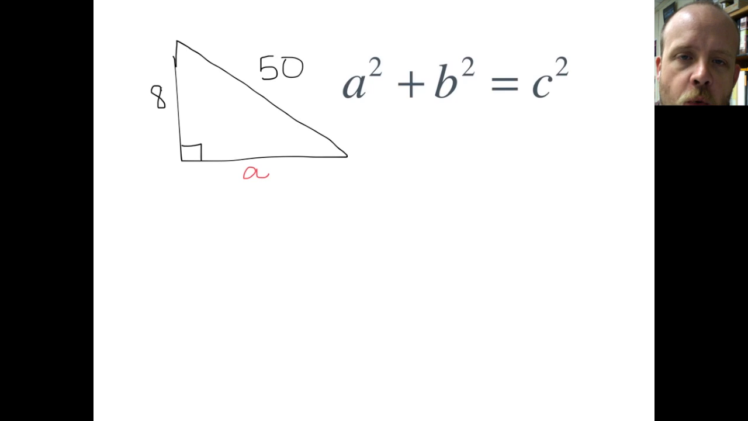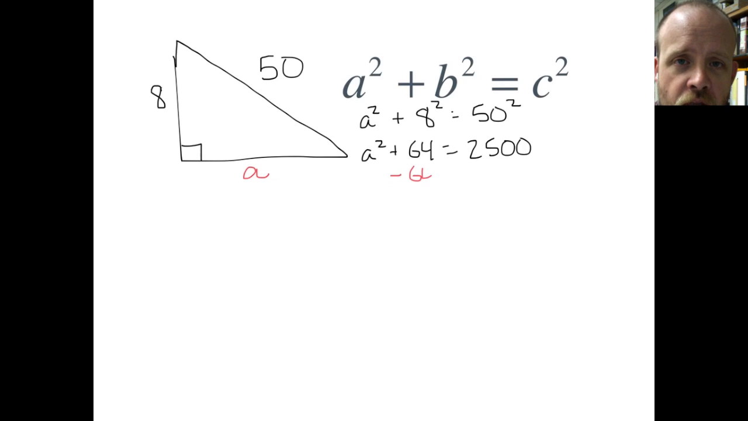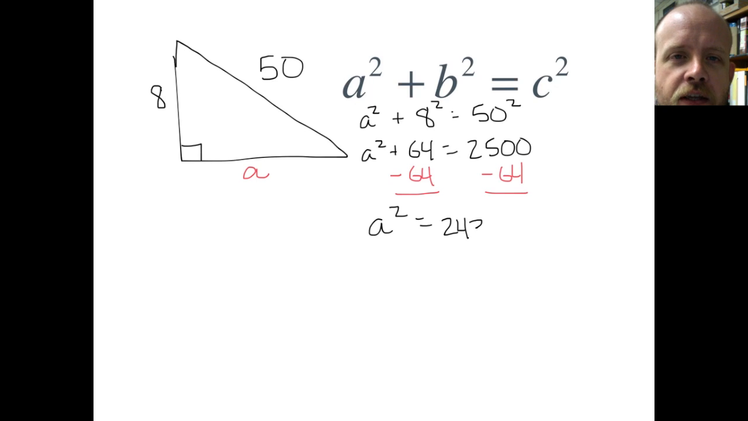So bring in our equation once more, and we get a squared plus b squared is c squared. So a squared plus 8 squared equals 50 squared. Big number, but that's okay. Keep simplifying. You get a squared plus 64 equals 2,500. And now we have to simplify. So we'll solve by subtracting 64 from both sides. So we'll get a squared is equal to 2,436. So now we have to square root both sides.